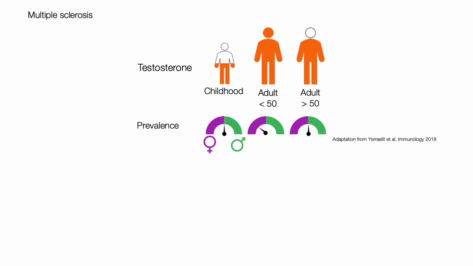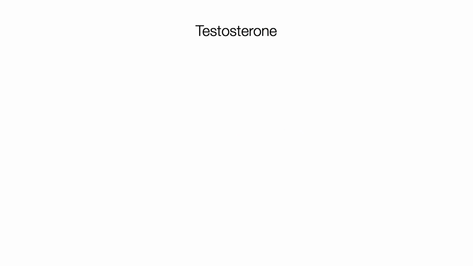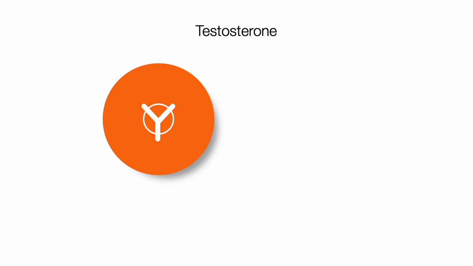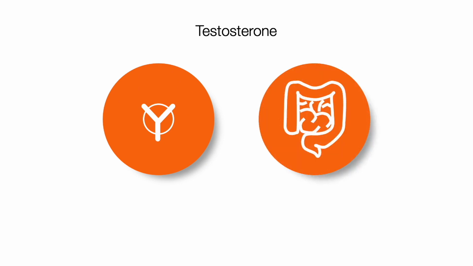And supporting this idea, it is important to point out that in men affected by MS, the frequency of hypogonadism, or hypofunction of the testicles, is higher than in healthy controls. Although we do not know yet the exact mechanism by which testosterone could protect against the development of multiple sclerosis, it is believed that it could do so by influencing both the immune system and the gut microbiota.